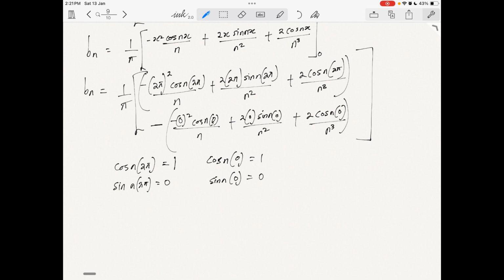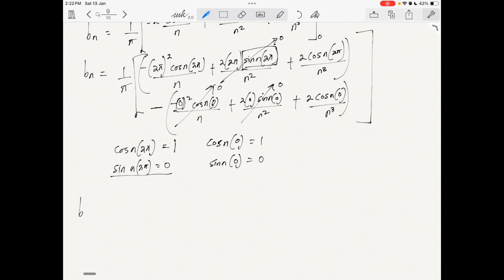So we can reduce the term further such that this contains sin n of 2 pi, and since sin n of 2 pi is 0, this term is 0, and since this guy is multiplied by 0, this term also is 0. Same thing applies here, multiplied by 0 turns to 0.